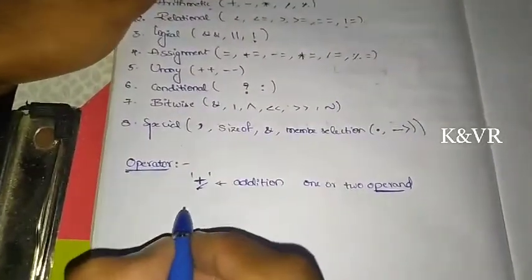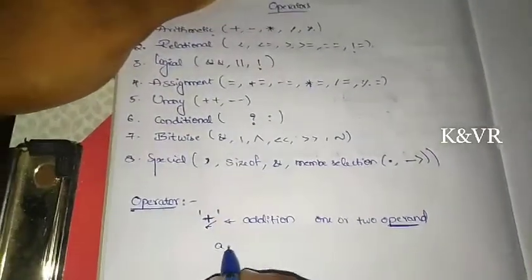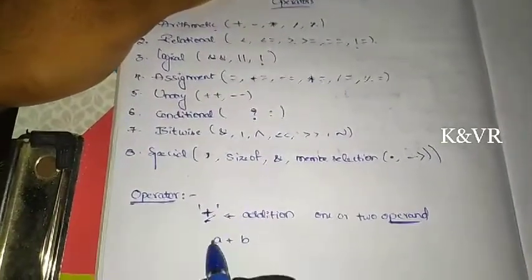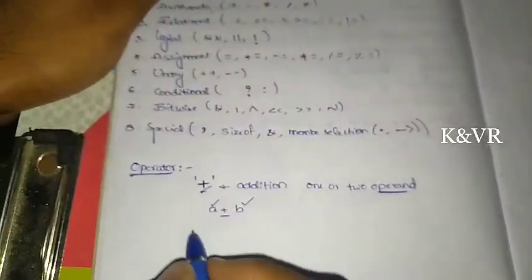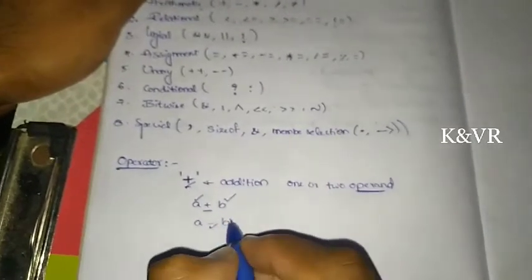Suppose let us see one example. A plus B. Here A is an operand, B is an operand and plus is an operator. Next, A minus B. Here also operator, operand, operand.